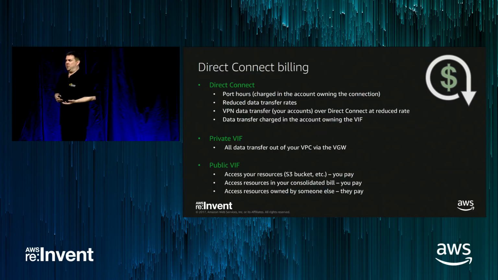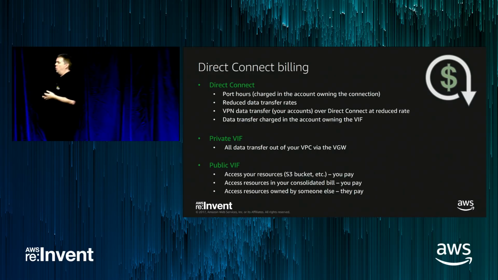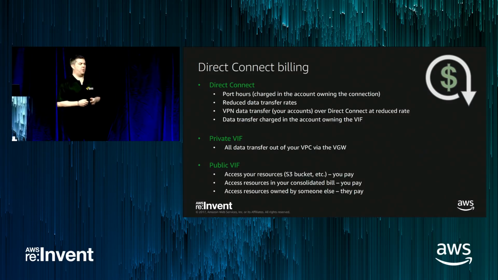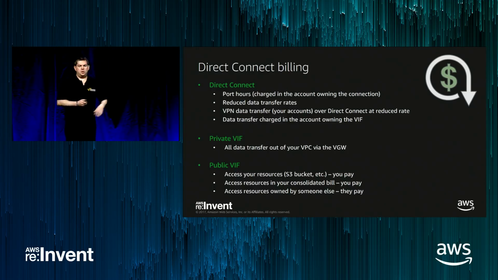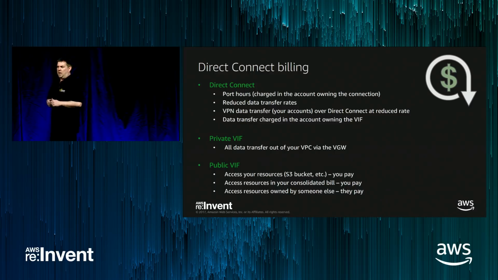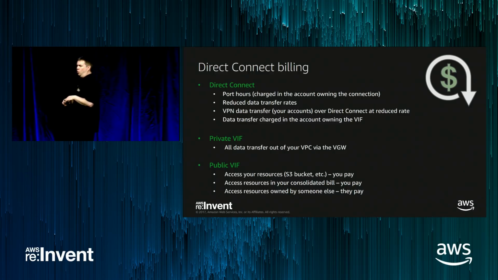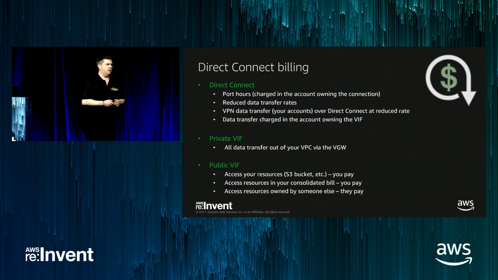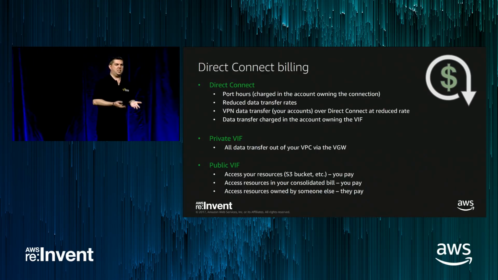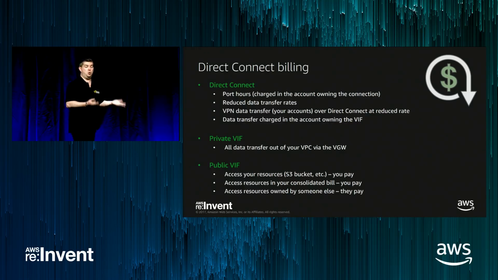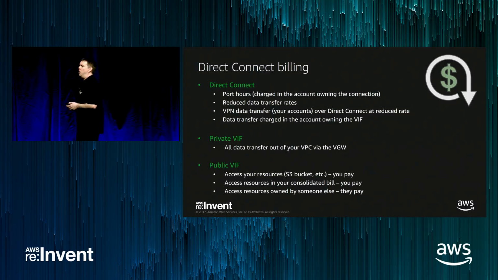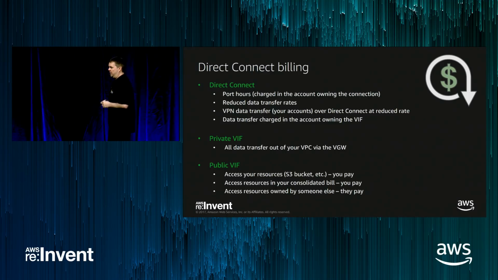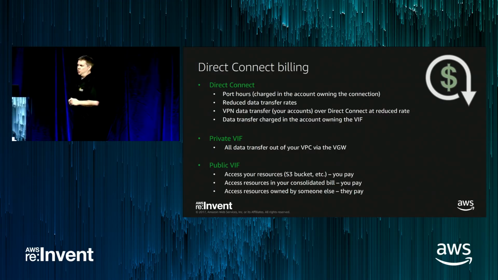So on a public virtual interface, though, there's a couple of different scenarios. If you're accessing resources that you own over this public virtual interface, so perhaps an S3 bucket with some assets in it, you download those, you're going to be paying for the data transfer, and you're going to pay at the reduced Direct Connect rate. However, if it's another account, but it's within your organization or your consolidated billing family, then again, you benefit from the reduced data transfer rate. But you're going to pay for that data transfer because you own the resource that you're accessing. But if you access someone else's resource, so perhaps you access my S3 bucket, then actually you don't pay for that data transfer. I'm the one that pays for that data transfer.